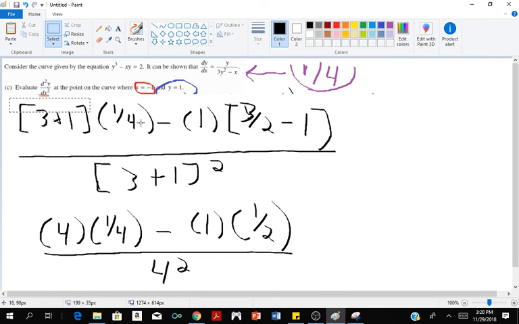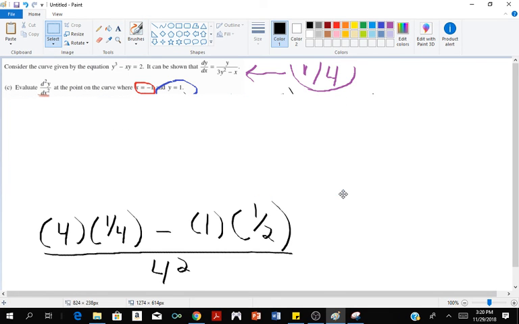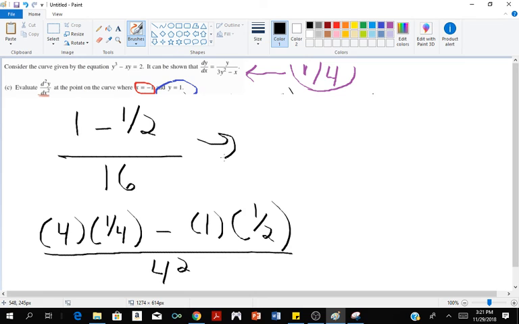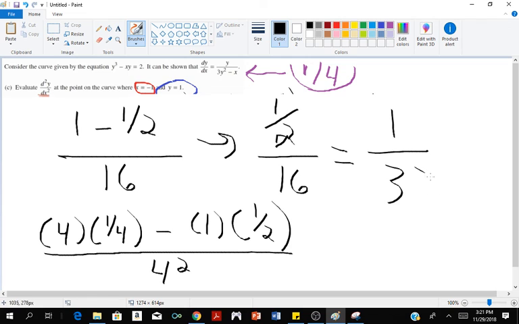Next step, we'll go back to the top here. 4 times 1/4 is 1. Minus 1 times 1/2 is 1/2. 4 squared is 16. 1 minus 1/2 is 1/2 divided by 16. And when we multiply by the reciprocal, 1 over 16, you're going to get 1/2 times 1 over 16. So the answer is going to be 1 over 32.